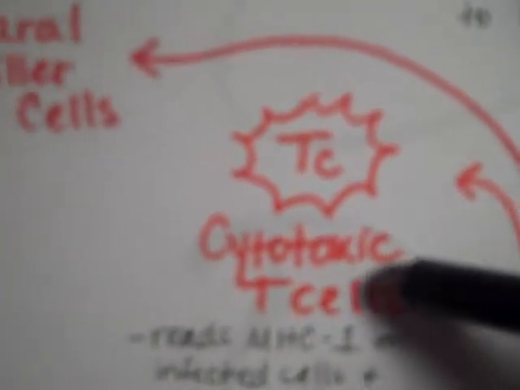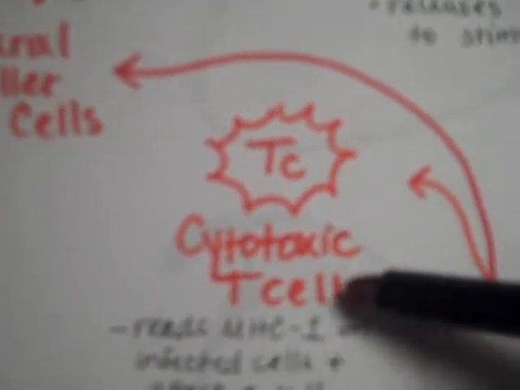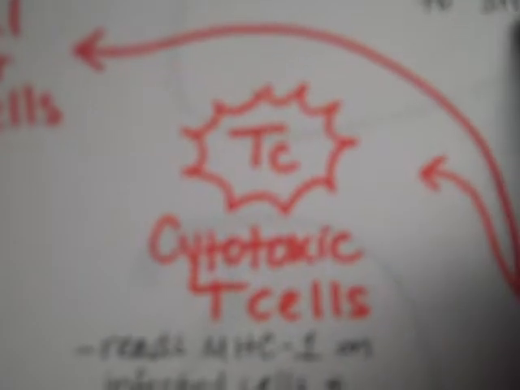Cytotoxic, cyto, that prefix means what? Hopefully you said cell. And then toxic, when you think of something being toxic, you think of kind of like poison or bad for you. So this is going to produce some type of cell poison that's going to kill the cells that are already infected. They're going to read the MHC1 that's on infected cells and attack and kill those cells. So we could have a cytotoxic T cell that goes up here and reads this little antigen on the surface and beats up that cell.